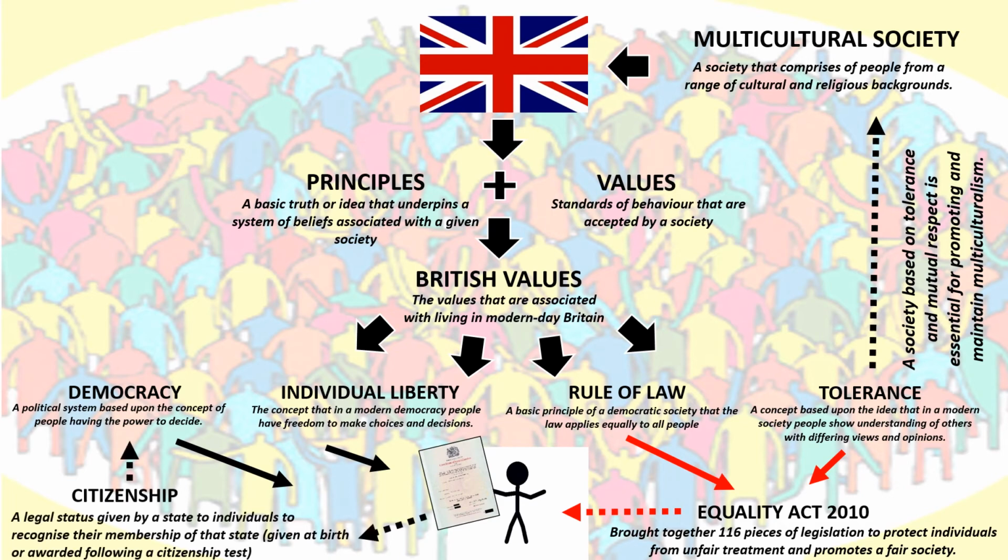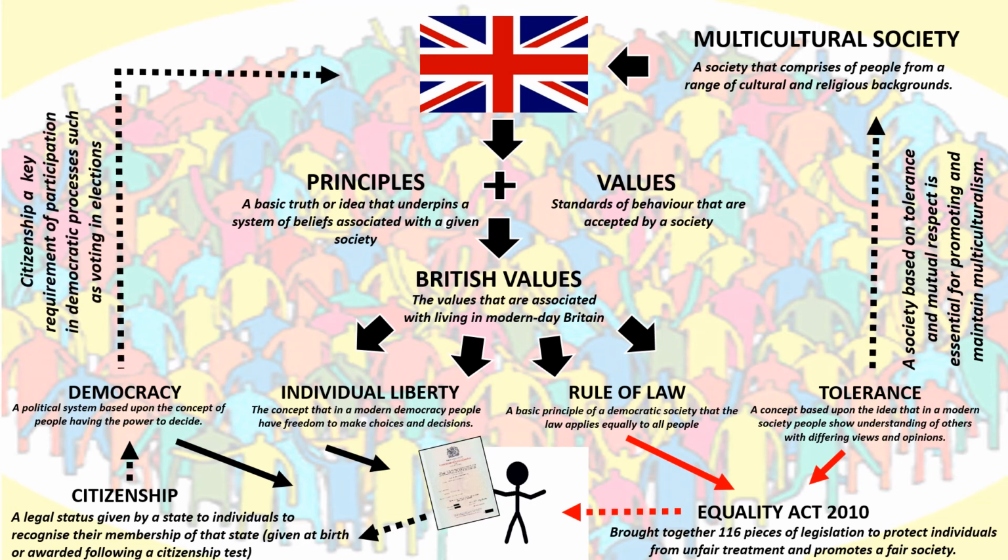Citizenship also, if you come to the UK from another country, you apply for citizenship. This is essential in providing you with access to democracy. If you're a citizen of a country and you have a citizenship status and you're legally recognized as an individual of that country, you are allowed to take part in democratic processes. Most of you will be given this at birth, but some of you would have to earn it through taking the citizenship test.